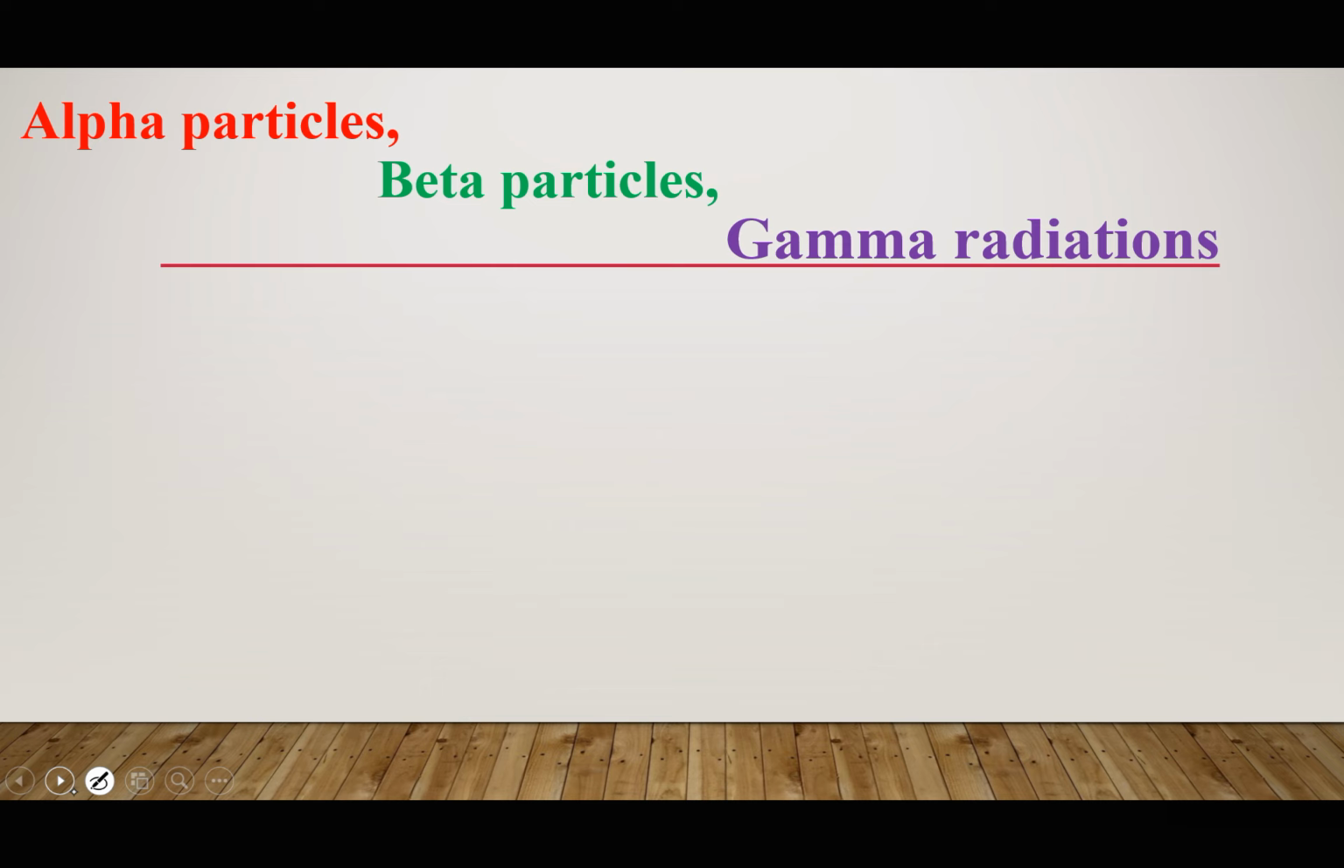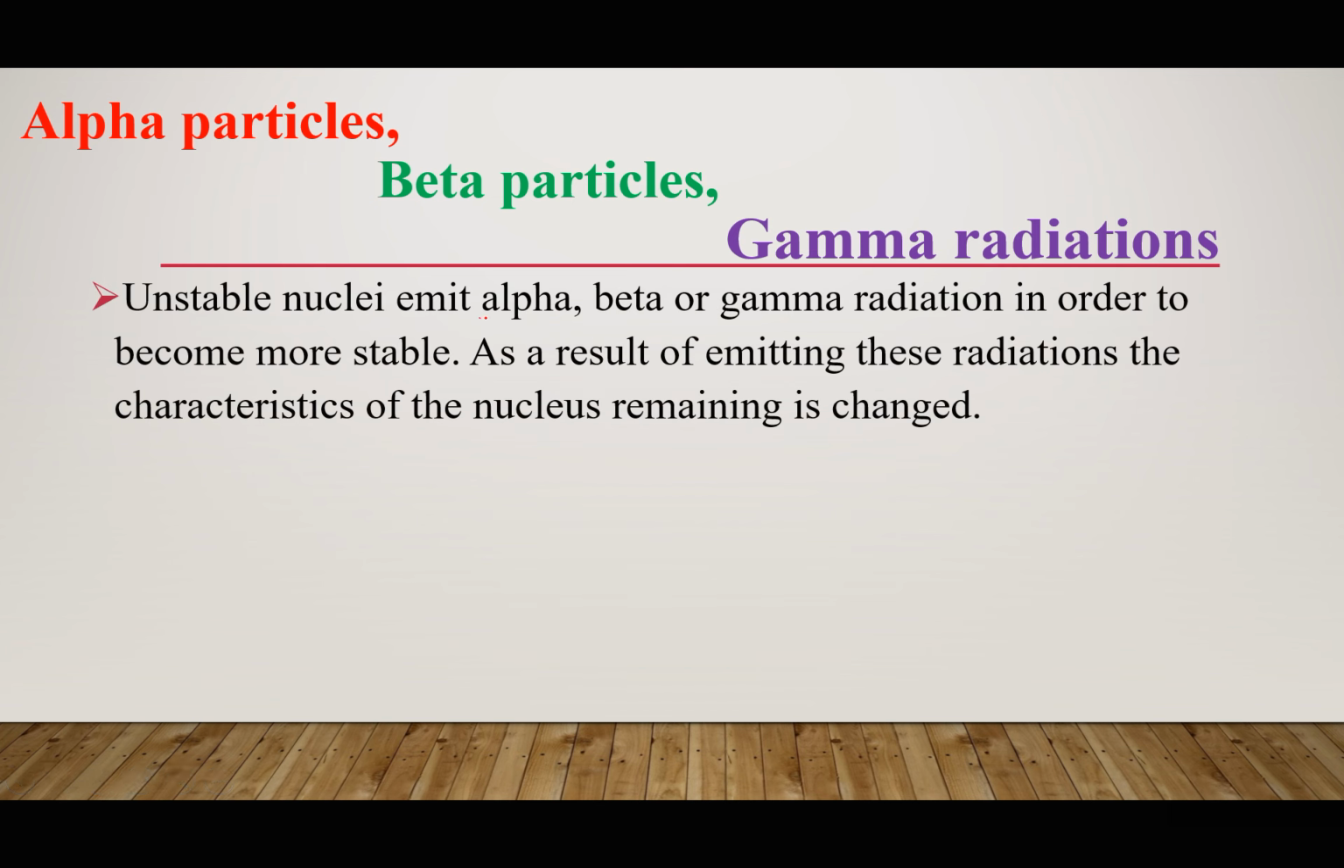And we cannot predict which nucleus in a given sample is going to disintegrate by emission of alpha, beta, or gamma radiations. Your teacher must have told you that the process is considered to be random. So unstable nuclei emit alpha, beta, or gamma radiations in order to become more stable. For example, uranium-238 or uranium-235 may be very unstable and it emits an alpha particle to become stable, or it may emit a beta particle to become stable. As a result of emitting these radiations, the characteristics of the remaining nucleus are sometimes changed.